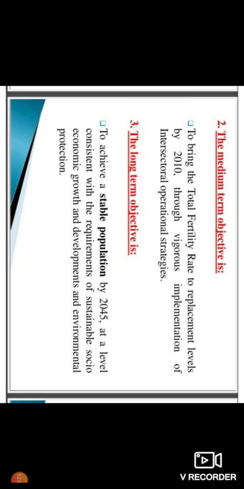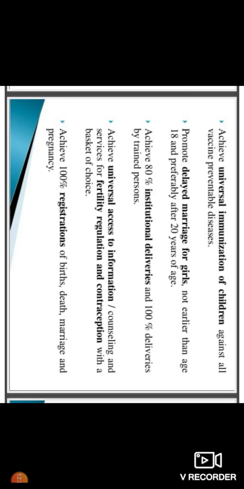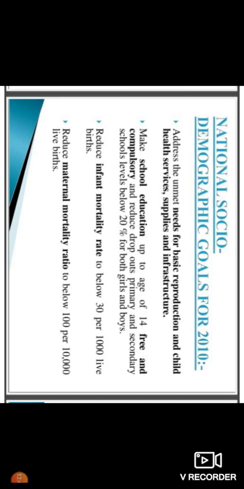Then the medium-term goal: to bring the total fertility rate to replacement level by 2010. Then a long-term stable population by 2045. Another, some of them: universal immunization, delaying the marriage of girls, improving institutional delivery, and 100% of deliveries should be attended by trained persons. Another one, universal access to information and counseling, especially on fertility regulation and contraception. And another one, 100% registration of birth, death, marriage, and pregnancies.